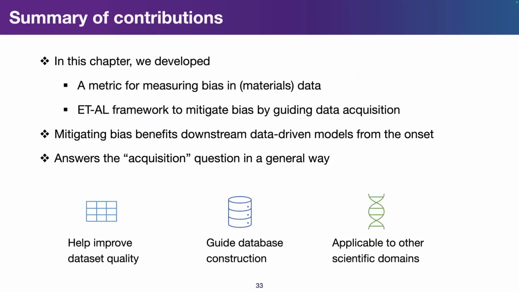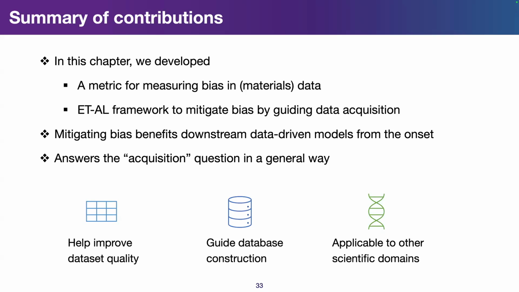To give a quick summary of this part, we have developed a bias metric and a framework to guide data acquisition for mitigating bias. And mitigating bias benefits the downstream data-driven models from the onset, from the dataset itself. So this could be used to improve the quality of small datasets, and also guide the construction of large centralized databases, and it is also applicable to other domains, not just material science. So this answers the data acquisition question in a very general way. That's all for my method development part.